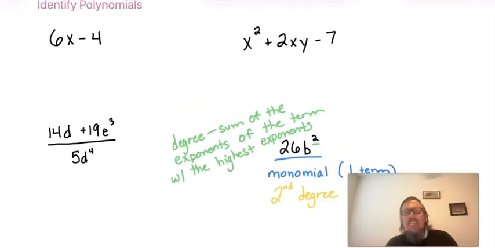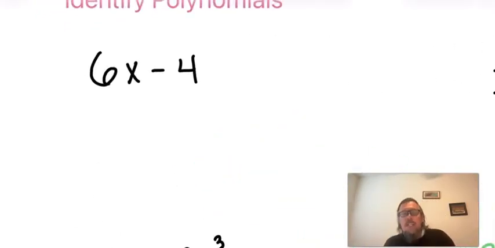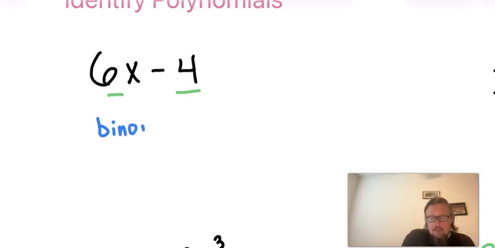So let's go back and let's look at the rest of these. We don't have any more monomials because everything else we have has got pluses and minus signs in it. So let's go to the next smallest one we have, which is this 6x minus 4. So 6x minus 4 has got two terms. One of our terms is this 6x here, and the other term is the minus 4. They're separated by a minus sign, so we've got two terms, and having two terms makes this a binomial. Bi is the prefix for 2. So this is called a binomial because it has two terms.